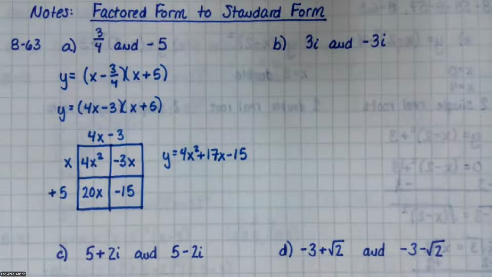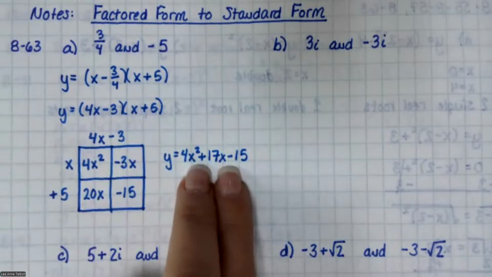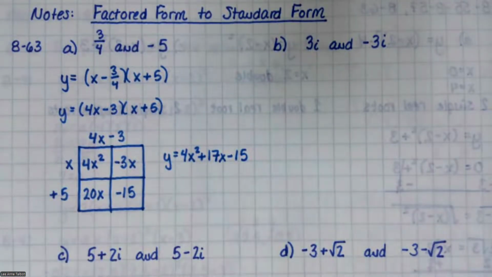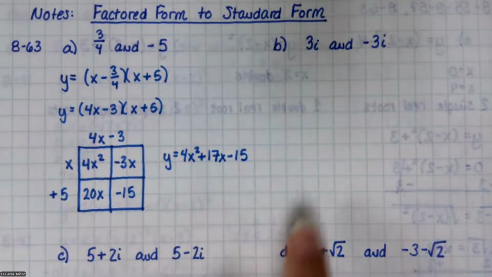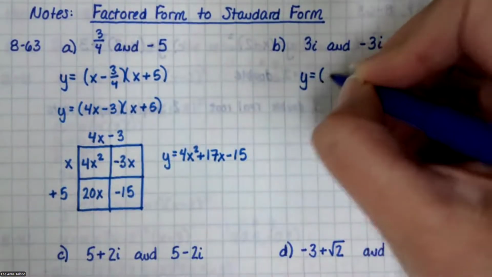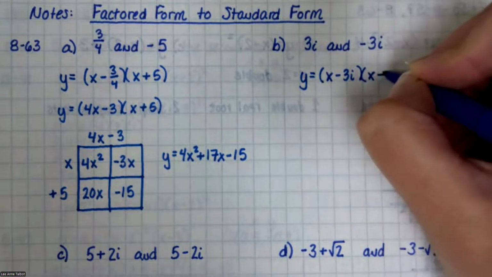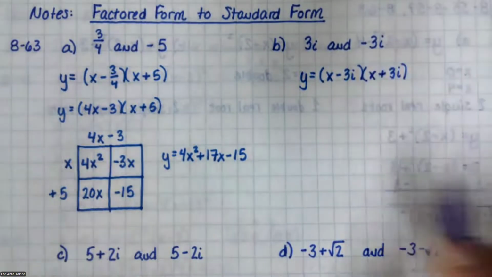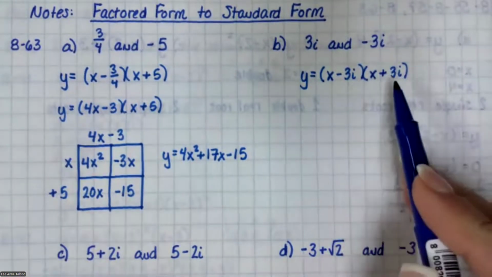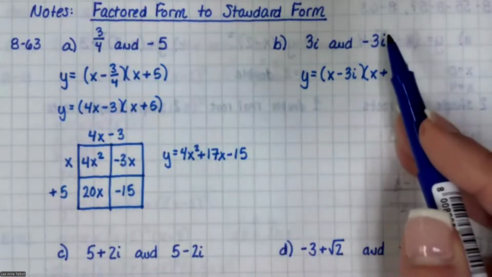Okay, any questions about A? Factored form, standard form. We good with A? You sure? Okay, now let's do B. Y equals x minus 3i, x plus 3i. You want to switch the signs of these just like when they're regular numbers. So switch the sign, switch the sign.